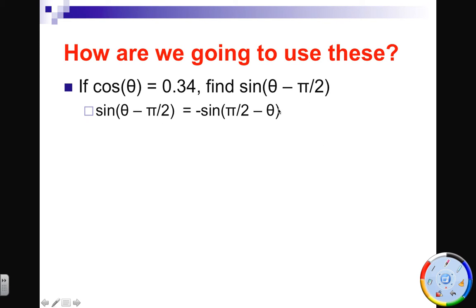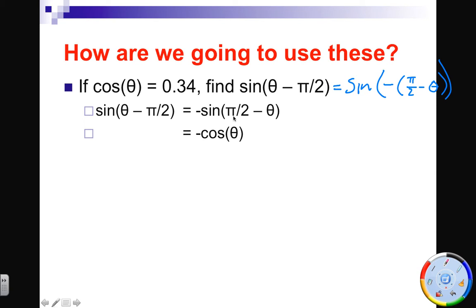And I know I skipped a step here, so I'm going to show this step. I'm going to say, well, sine of theta minus pi halves is actually sine of negative pi halves minus theta, just like I showed in that last example. And the sine of a negative angle is the same thing as the negative sine of that angle. And now I have the cofunction identity. Sine of theta minus pi halves, I have a cofunction identity, which means it's actually the negative cosine theta.